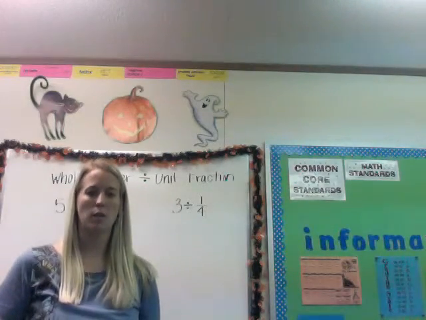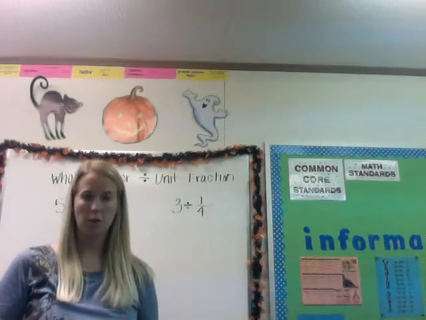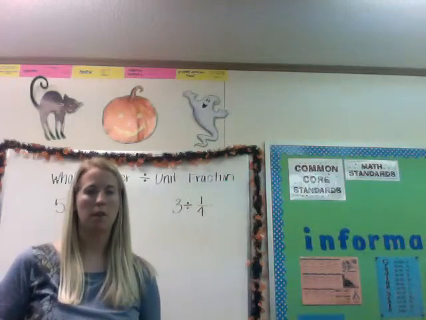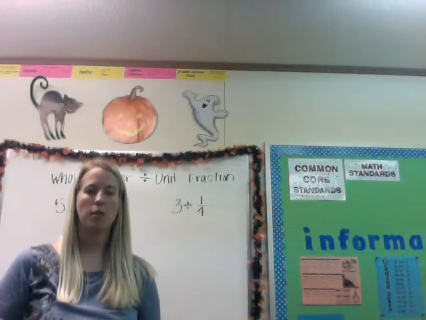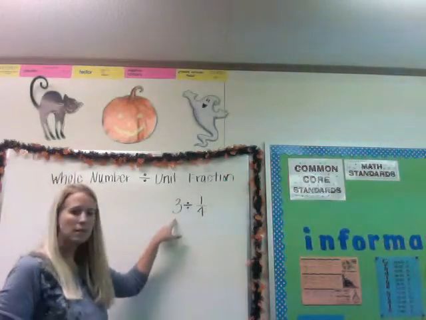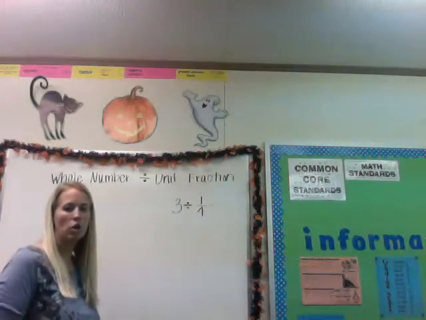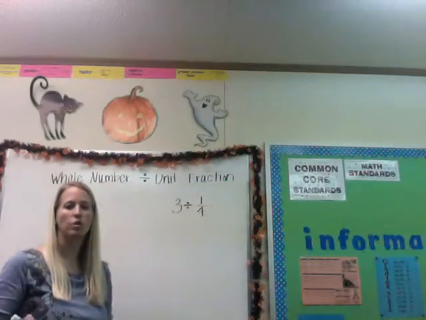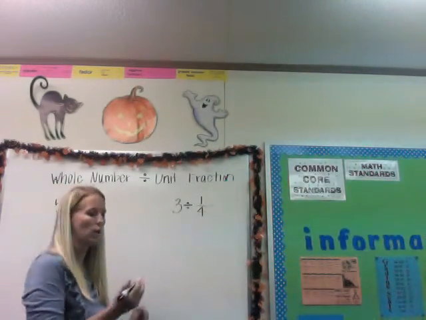So we have to do this two ways. We need to be able to do it using a model, and you have to do it using a standard math algorithm. So first of all, 3 divided by 1/4. The whole number 3 tells us how many wholes I need to draw. So in this case, I'm going to use squares. So it's telling me I need to draw 3 squares.